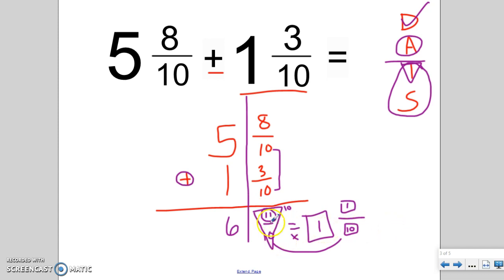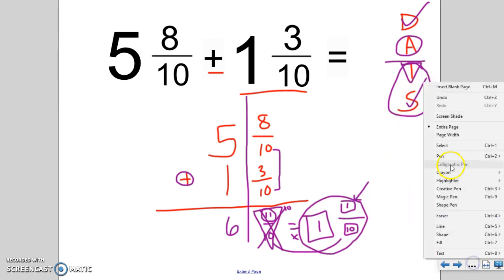So what I've done here is I've gotten rid of this ugly improper fraction, and I now have a much nicer mixed number. Now I'm going to go ahead and look, is the fraction part in simplest form? I can see 1 and done, so that's good.